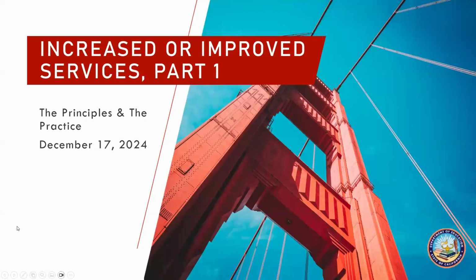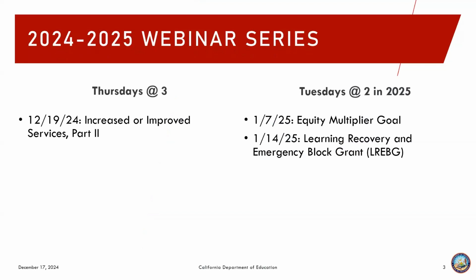We are here to begin the discussion around the increased or improved services requirement, which is one of the key principles within the local control funding formula, or LCFF. As I've already mentioned, my name is Joshua Strong. I'm the administrator in the Local Agency System Support Office at the Department of Education, and I am joined by my team today to go over this first part of increased or improved services.